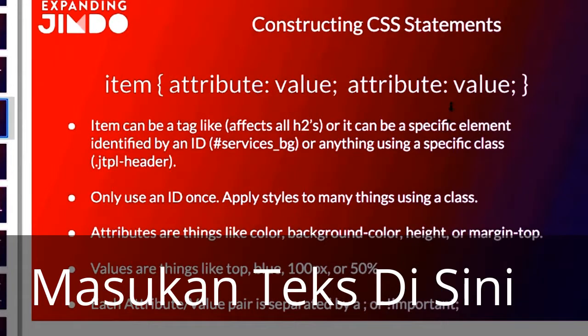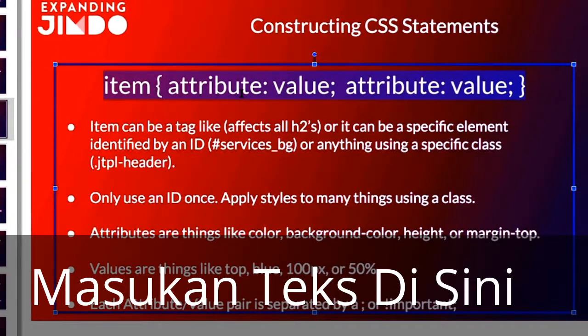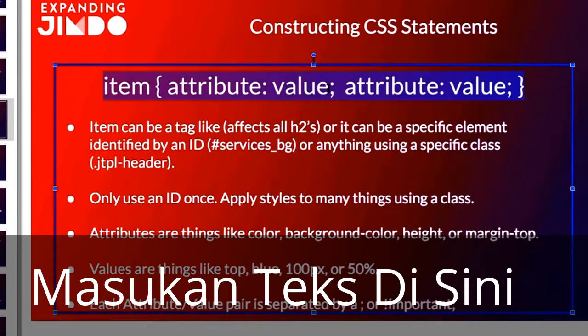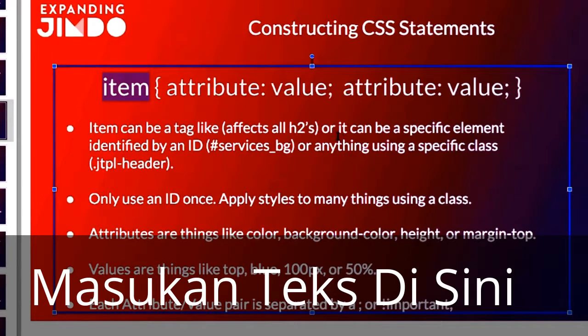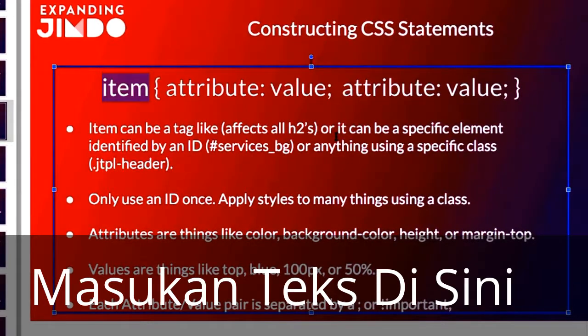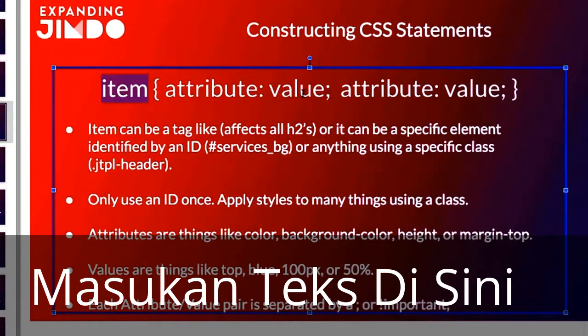So this is the basic way of what a CSS statement looks like. So item, attribute, and value. And then you can chain these together, separating them with a semicolon. So the item here could be something like H2. So this would change all the medium-sized headings and make them these attributes and values. And the attribute could be something like font size, and the value could be 18 pixels.